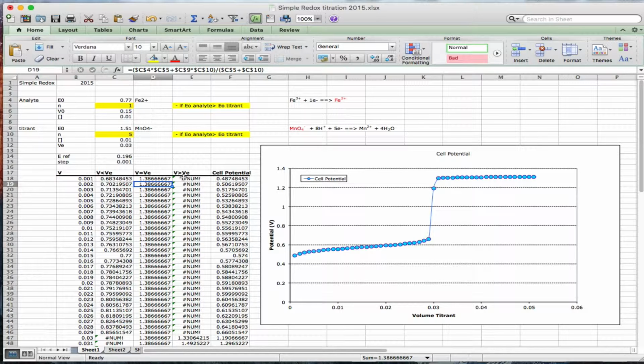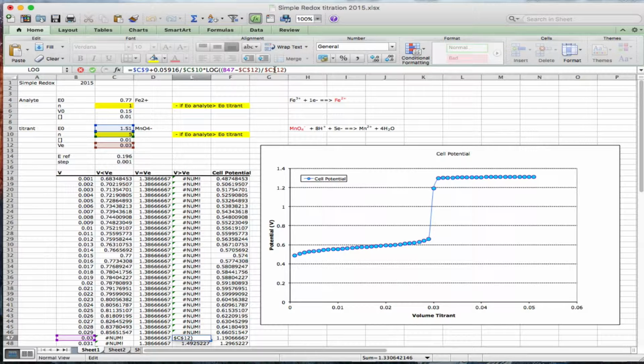And then after equivalence, I'll come down here, we have a similar format. Okay, now it's C9, 0.059 divided by 5, and in this case it's volume past equivalence minus the equivalence volume divided by the equivalence volume. So nothing new in this implementation, and that's going to give us the potentials up here.